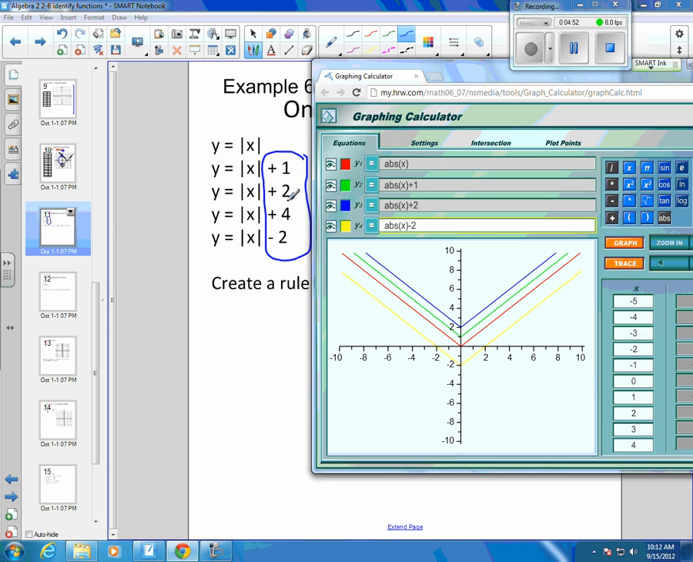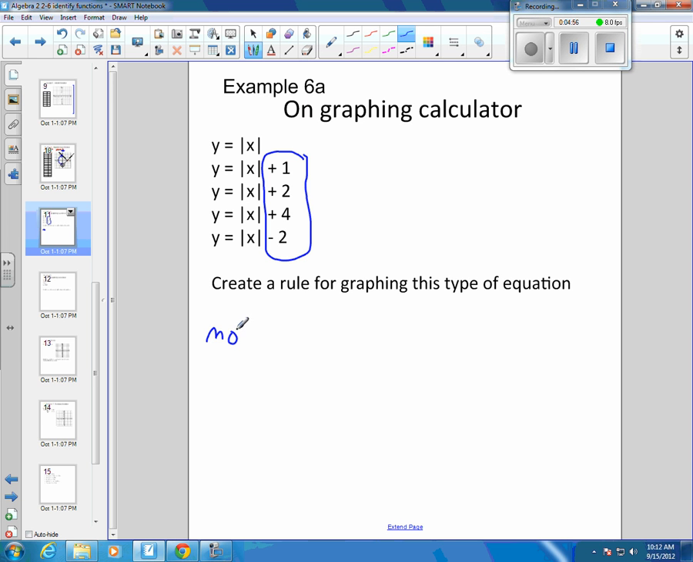So when the number is on the outside of the absolute value, it is moving it up and down. Okay.